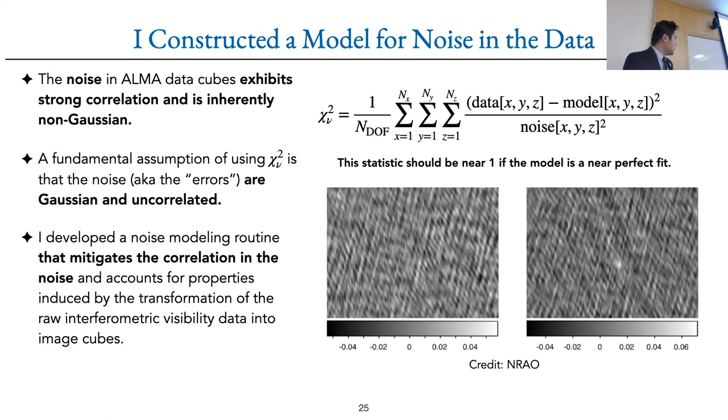So I developed a noise modeling routine that I do not want to get into the very intricate details of, but the idea is that it mitigates the correlation that is seen in the noise and accounts for different properties that happen when the data gets transformed into a data cube. A data cube is not the original form of how the measurements are taken, but it gets converted into a cube. And that carries along some technical details due to the Fourier transform, which I will stop myself before I get started with. But rest assured that the model I've developed does its best to mitigate the correlation and give us a reliable reduced chi-square to use to measure the goodness of fit in these models.